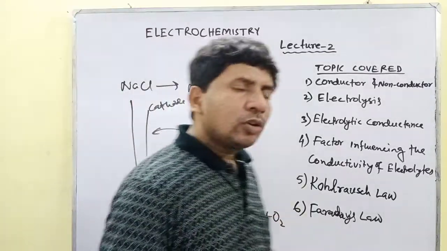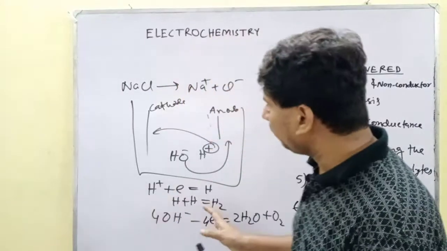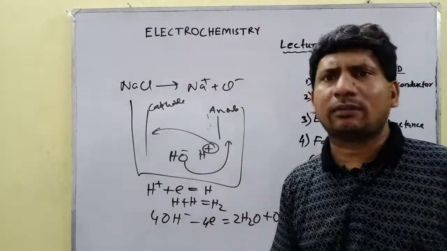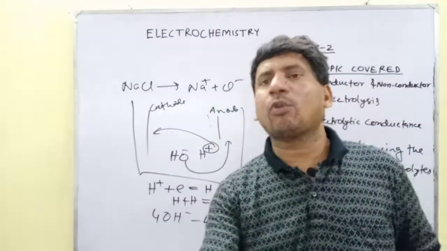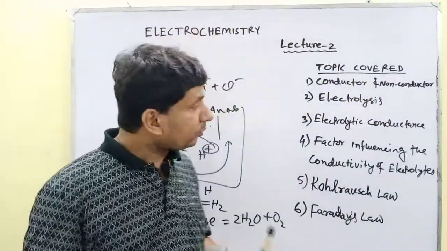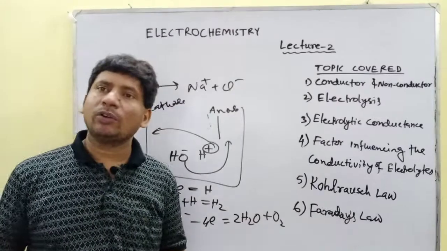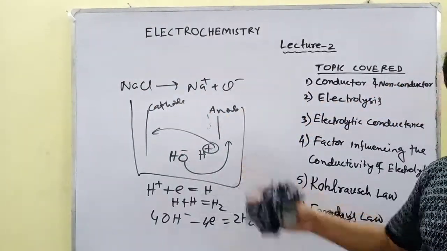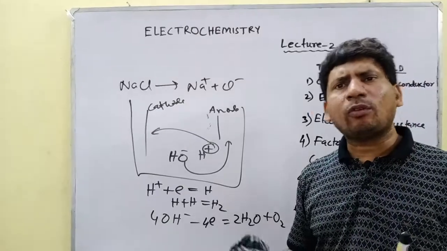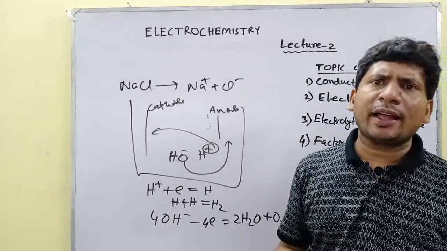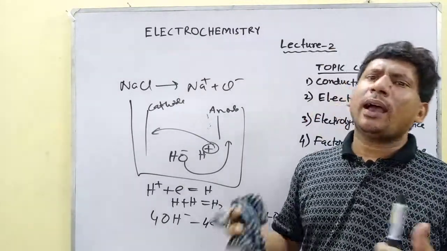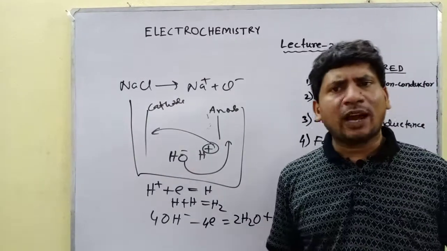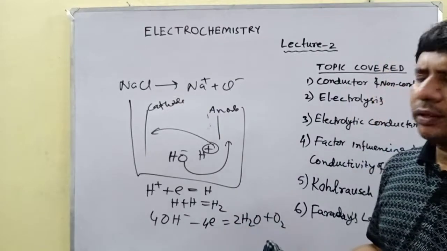Okay, so I'm not going into details about the electrolysis because there are so many electrolysis processes. Now we are going to discuss the electrolytic conductance, because in electrolysis there are so many cases: aqueous sodium chloride, fused sodium chloride, aqueous NaOH, fused NaOH, aqueous copper sulfate, dilute sulfuric acid, aqueous silver nitrate.